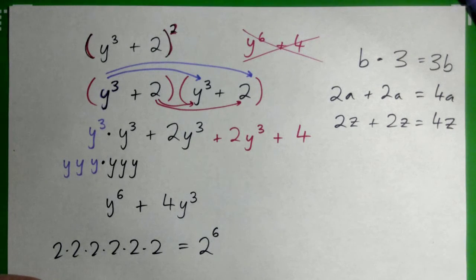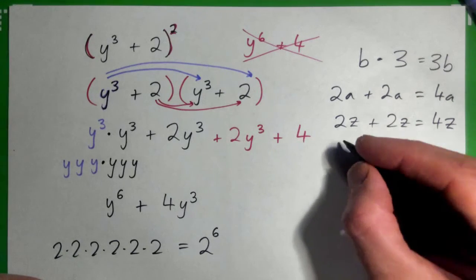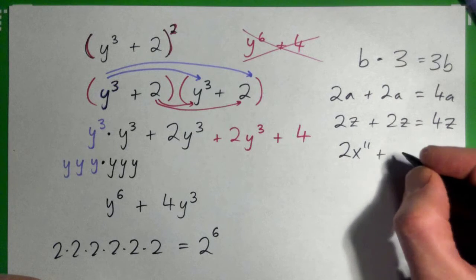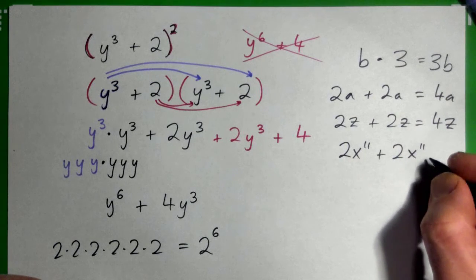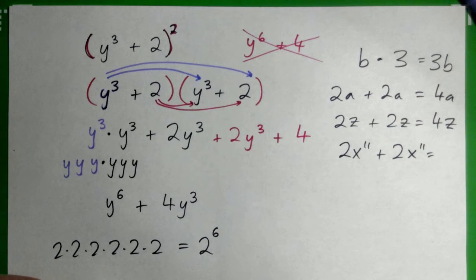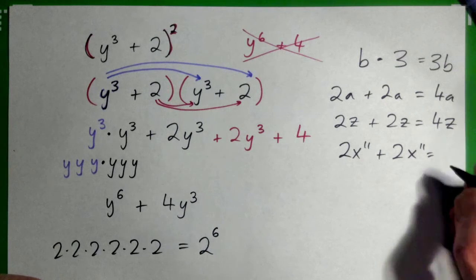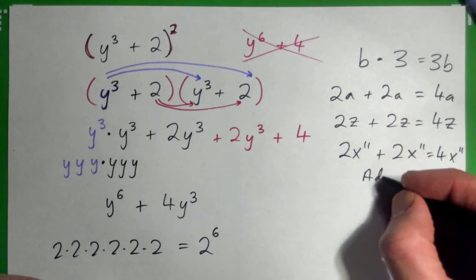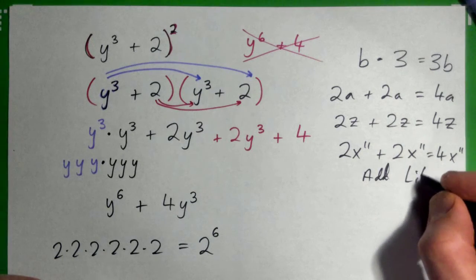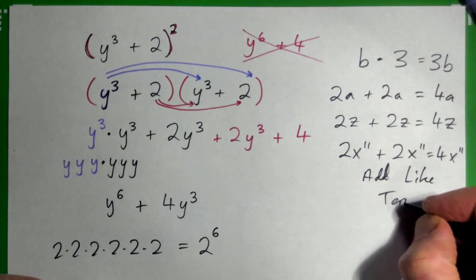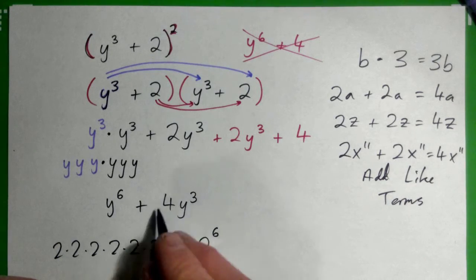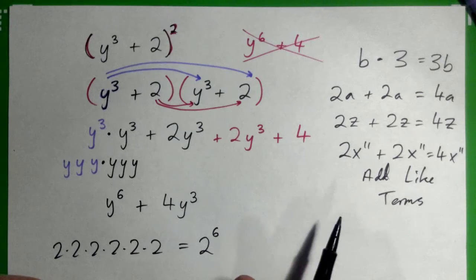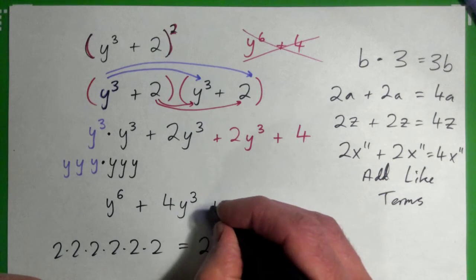What if I had 2x to the power of 11 plus 2x to the power of 11? That would be 4x to the power of 11. So here we're just adding like terms. For that step there, this is just adding like terms. 2y cubed and 2y cubed is 4y cubed, right? And then at the end we just have plus 4.